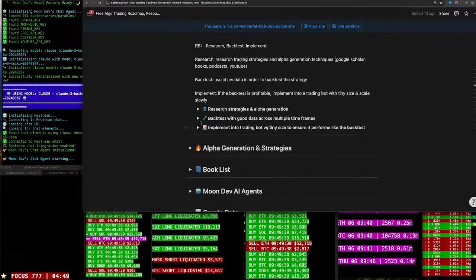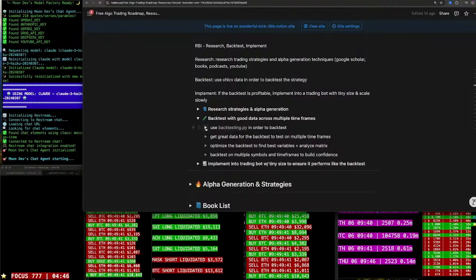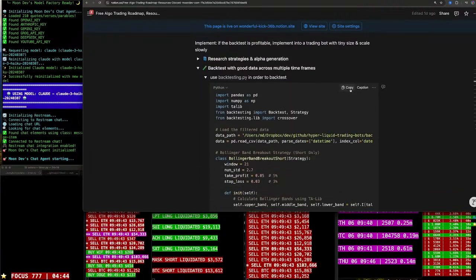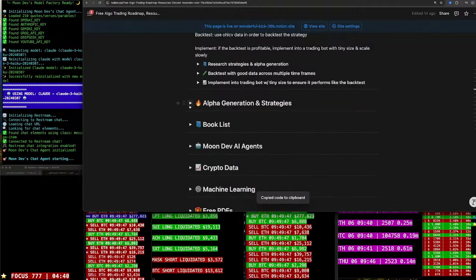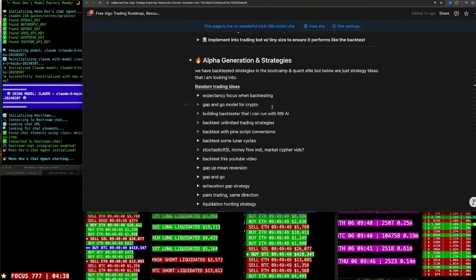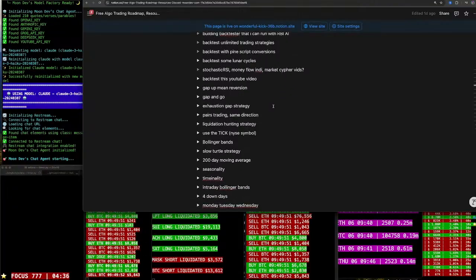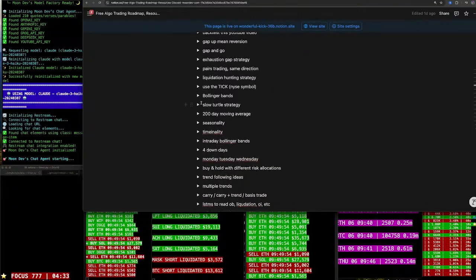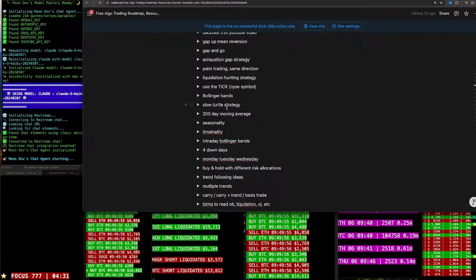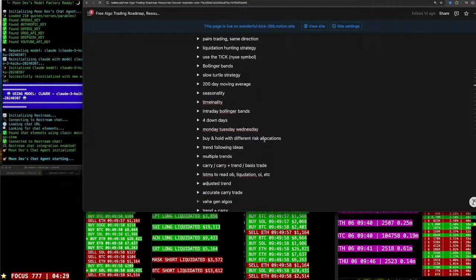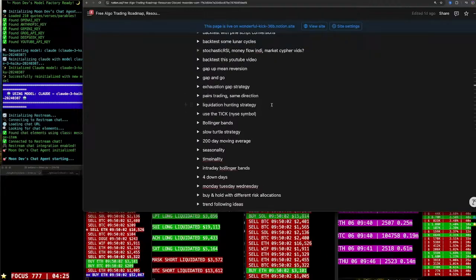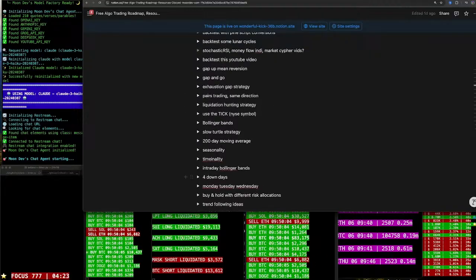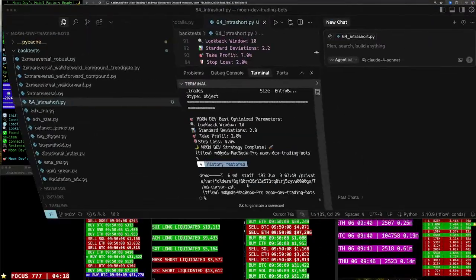And right here, there's actually a piece of code that will show you how to backtest. So you can see here, copy. And what I'm going to do is then go here to the alpha generation and strategies. And these are some of the ideas that I was telling you about. So you can see a Bollinger Bands, Slow Turtle. What I want to do is pick one of these and then show you that code I just copied onto my clipboard and backtest it with you, because that's really where the game is. It's researching and backtesting, research and backtesting.